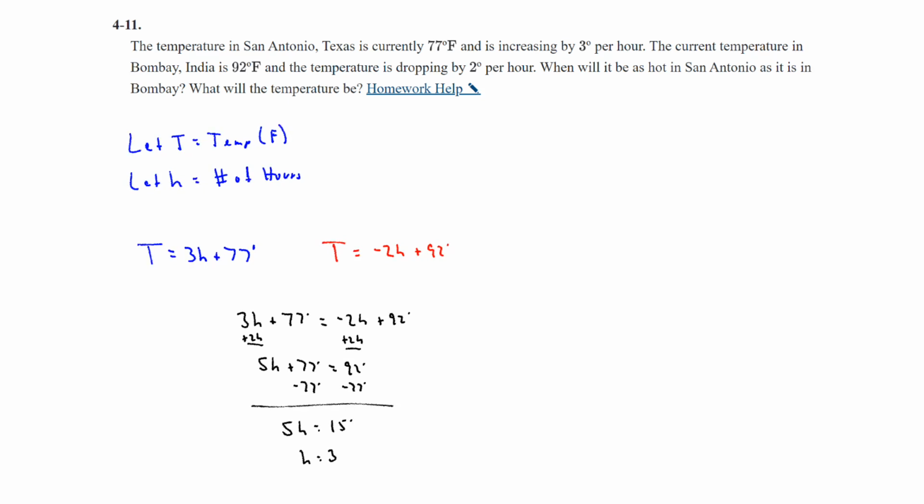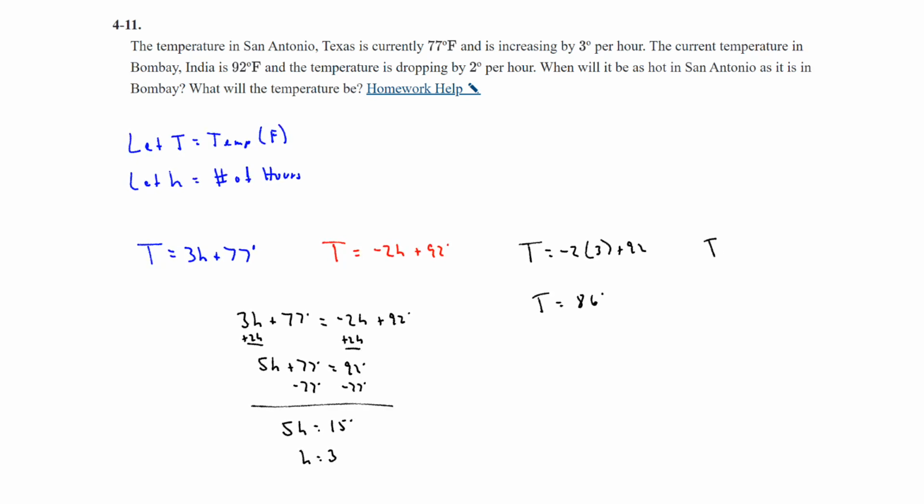So we know the temperature will be the same in 3 hours. What will that temperature be? So we can plug that into either one of the equations. I'll just go ahead and plug it into the one from Bombay, India. So negative 2 times 3 plus 92. So therefore the temperature is negative 6 plus 92. And that will be 86 degrees.